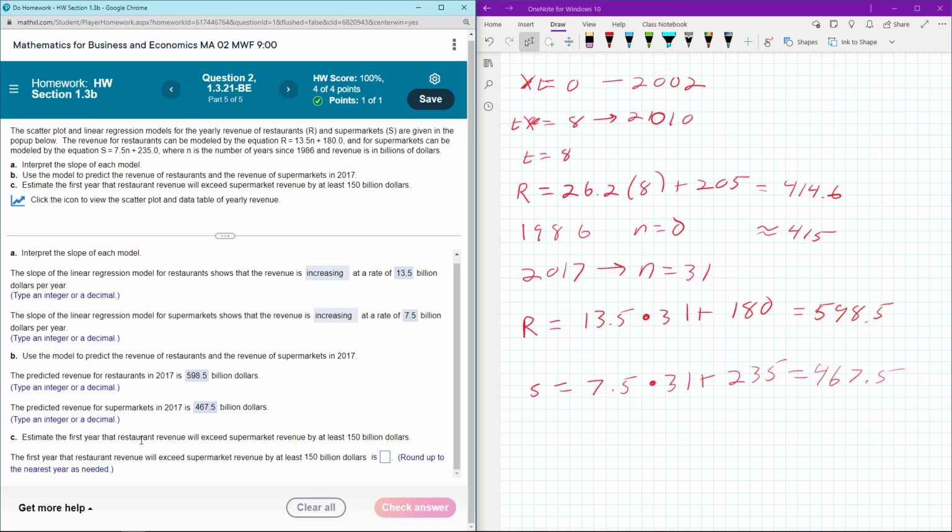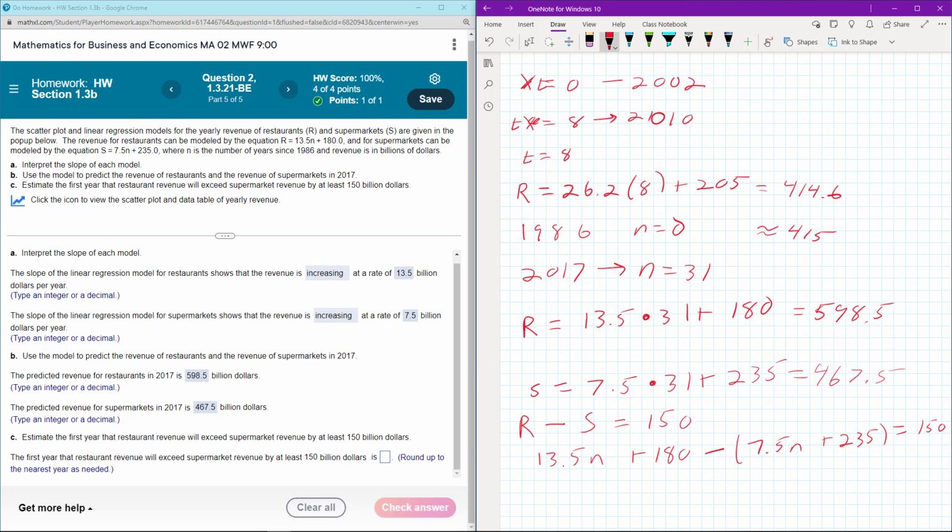Now for the last part, we need to estimate the year when the restaurant revenue will exceed supermarket revenue by at least $150 billion. So basically we want to know when the restaurant revenue minus the supermarket revenue is going to be equal to $150 billion, or R minus S is equal to 150. So we are going to have 13.5 times n plus 180 minus the quantity 7.5 times n plus 235, and we want to know when that is going to be equal to 150.